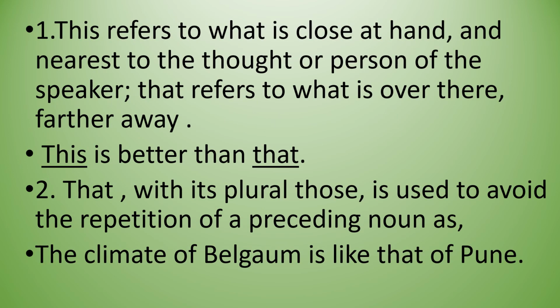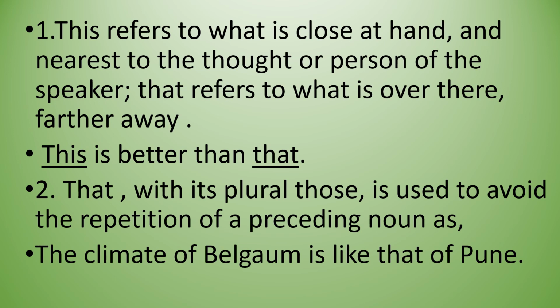Clear? Now, there are two points in demonstrative pronouns that you have to keep in mind. Okay, first, this refers to what is close at hand and nearest to the thought or person of the speaker, whereas that refers to what is over there, farther away. For example, this is better than that.